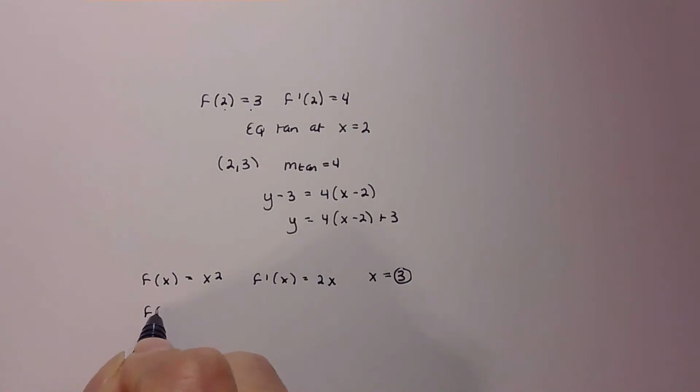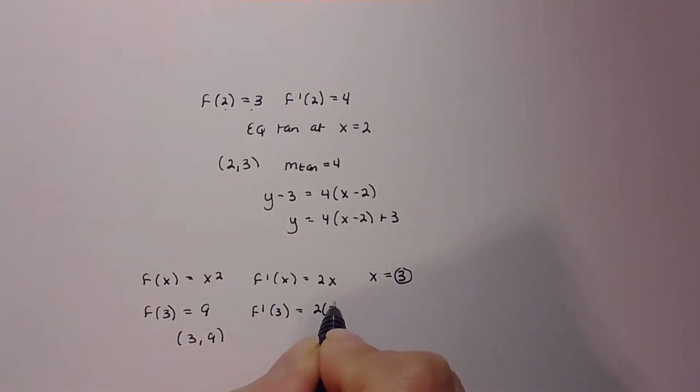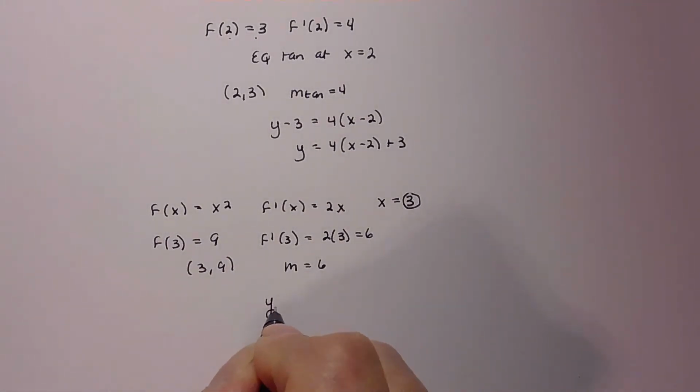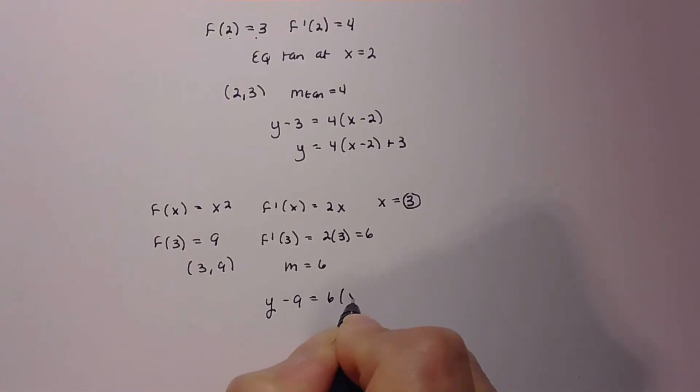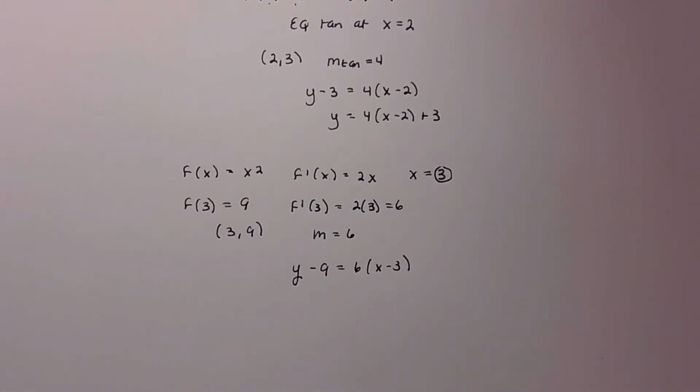So f of 3 is 9. Voila, I have the point (3, 9). And the derivative at 3 is just 2 times 3, which is 6. So I have a slope. Okay, and so I'm going to have y minus 9 is 6 times x minus 3, and you can rewrite it in its proper form.